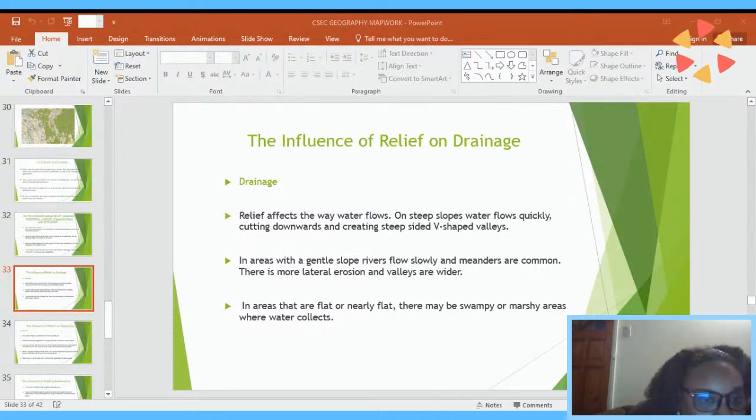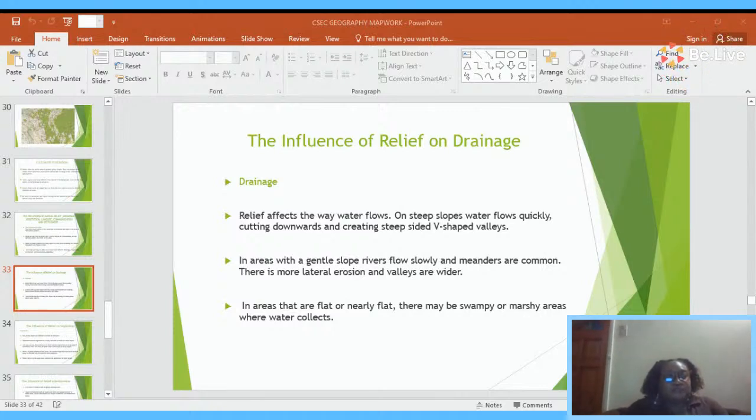So you're going to see wider contours on your map, which will indicate lateral erosion and wider valleys. And then the last portion is where you have flat land, right? On a map, you can sometimes see swamps or marsh areas that indicate, of course, that the area is very flat, right? So now let us go to the map.